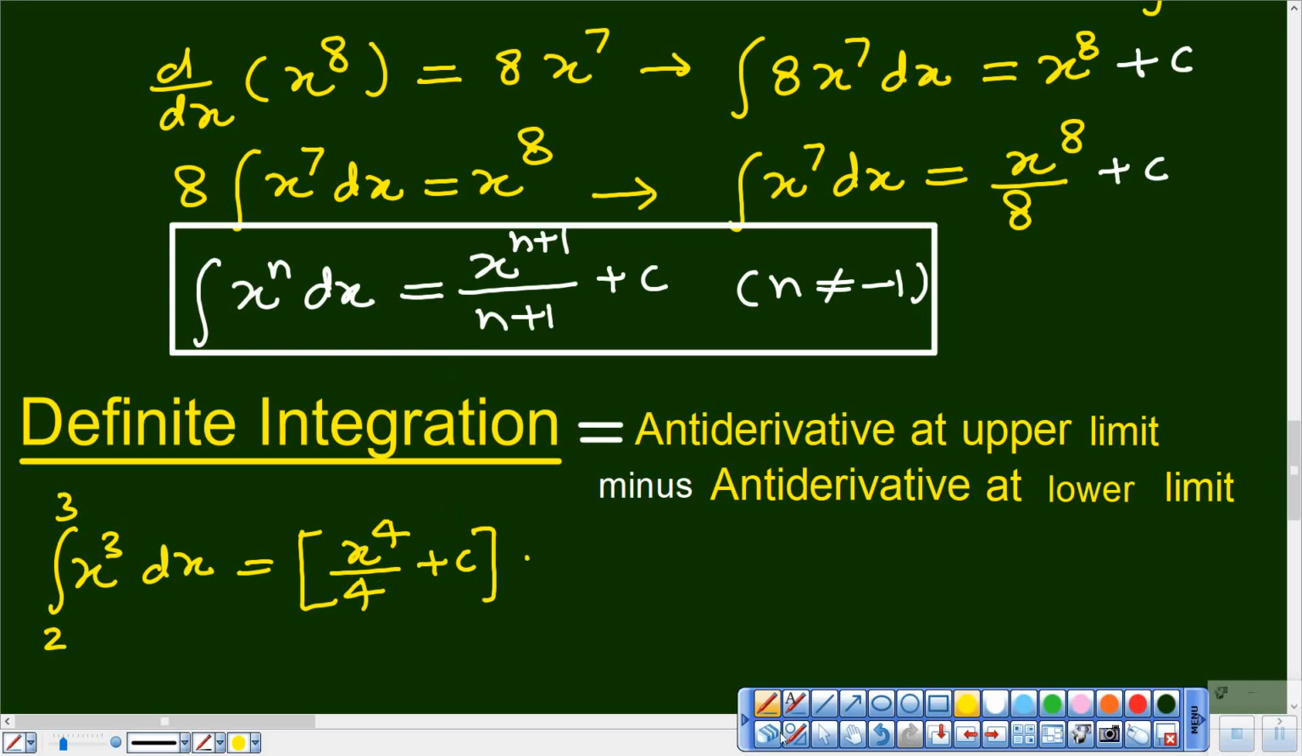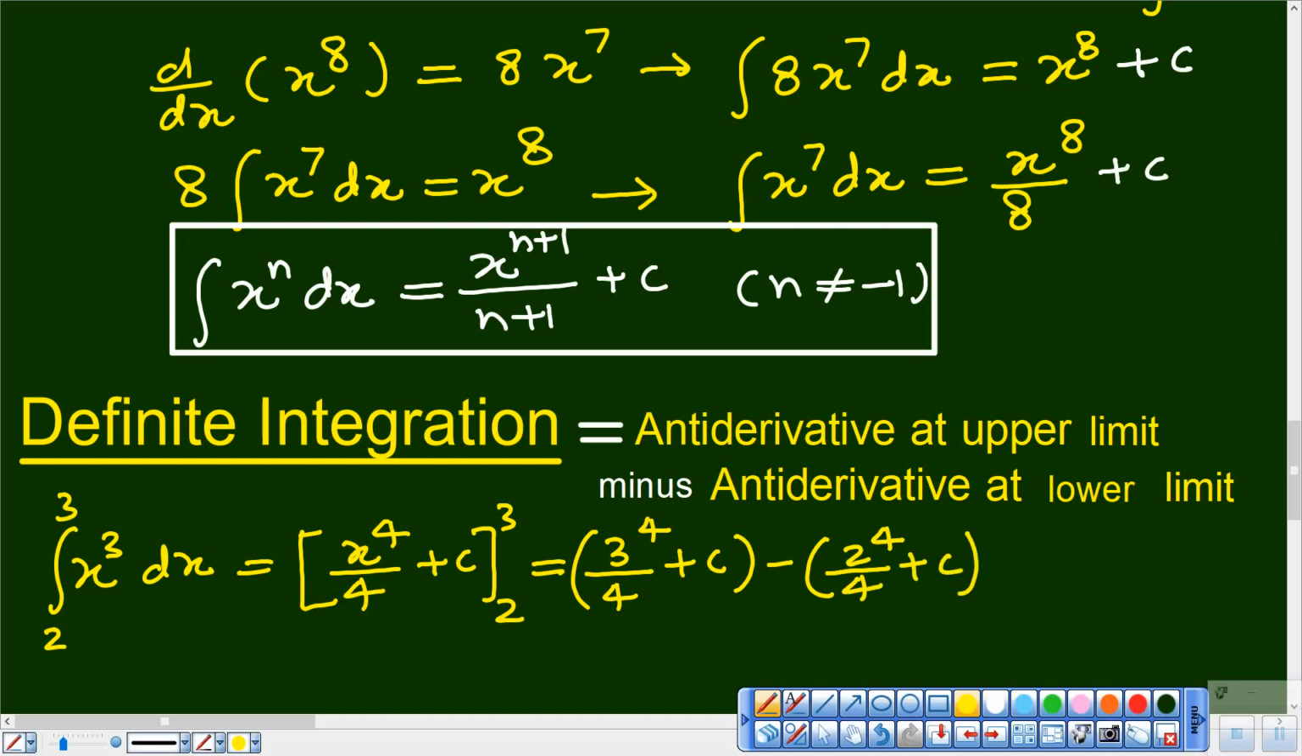Now you write the lower limit here and the upper limit here. Now, this means that I compute this antiderivative, indefinite integration, at the upper limit and minus at the lower limit. So what I do is I compute it at the upper limit, so it gives me 3 raised to the power 4 upon 4 plus c. Does it or not? Minus. Remember this minus. Minus at the lower limit. At the lower limit, it is 2 raised to the power 4 upon 4 plus c.